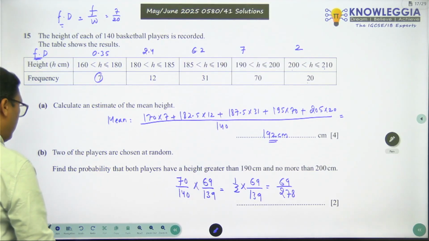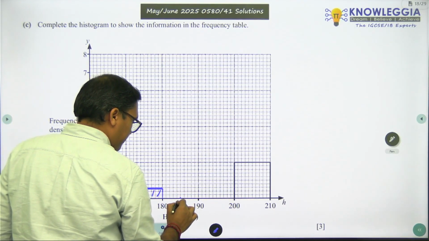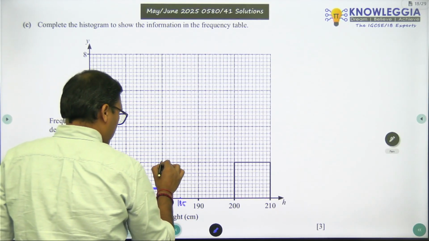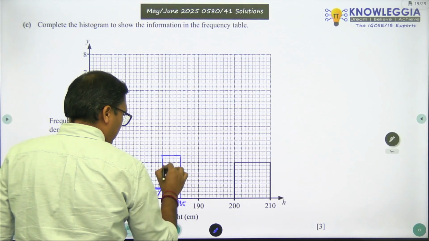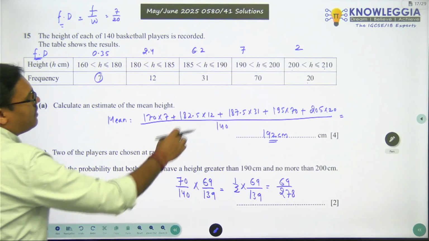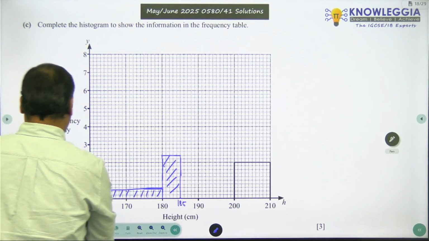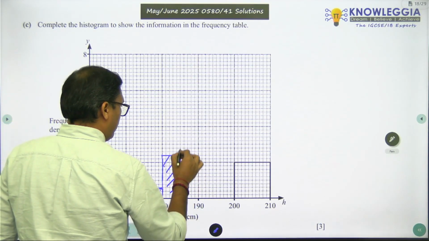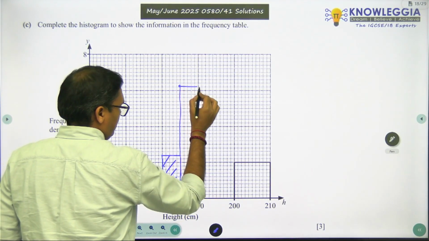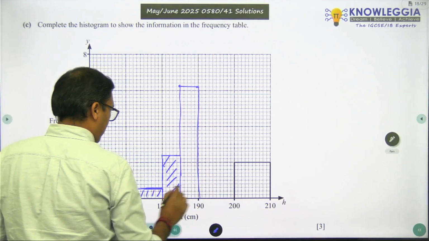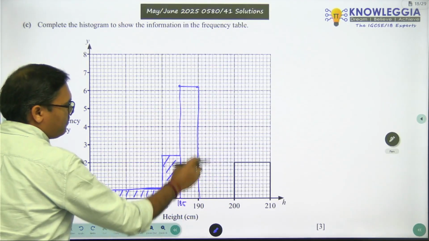The next one is for 2.4. Between 180 and 185, the value is 2.4, so 180 to 185, 2.4. You can say this is 2.4 here. So that is the second. Now the third is 185 to 190, which is 6.2. You can see 6.2 somewhere here. So 185 to 190, this is 6.2.